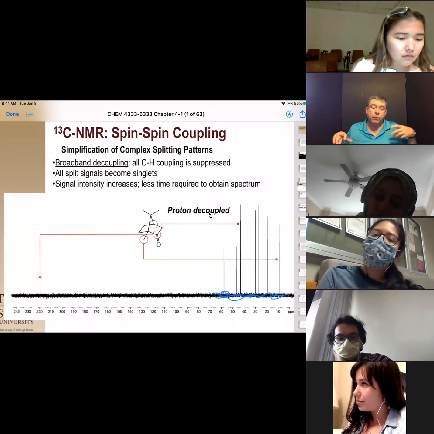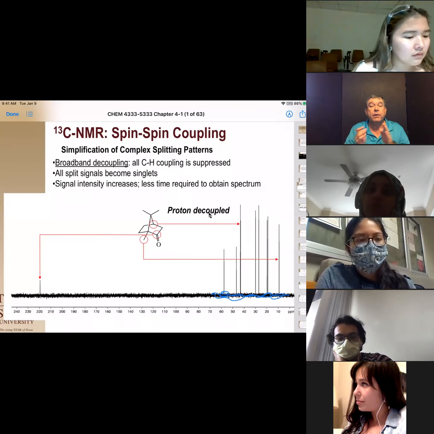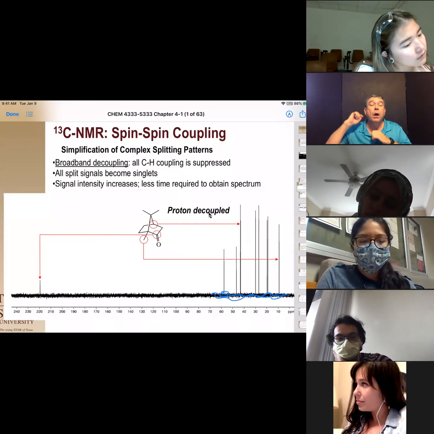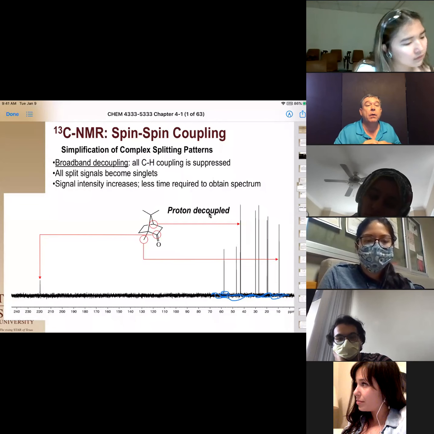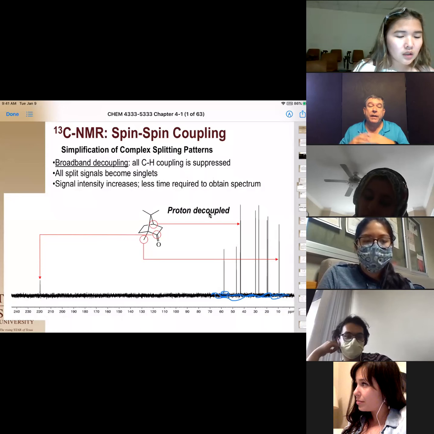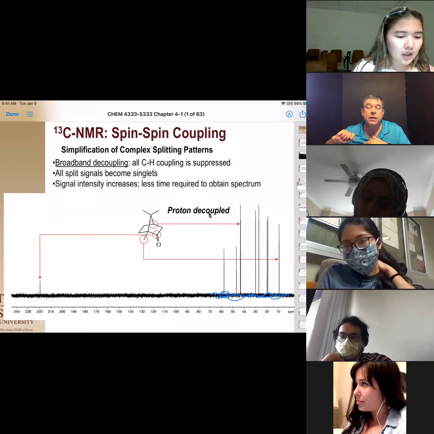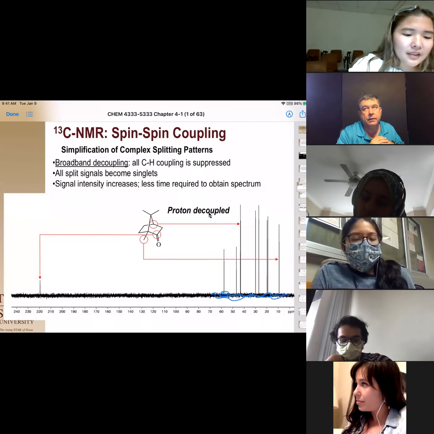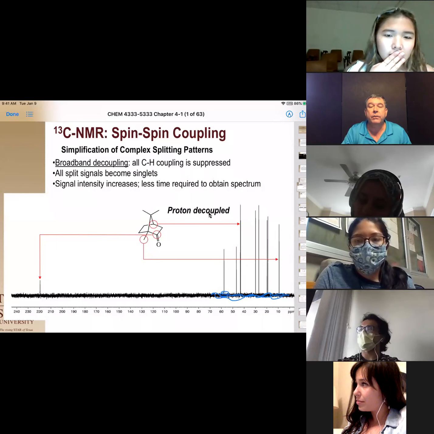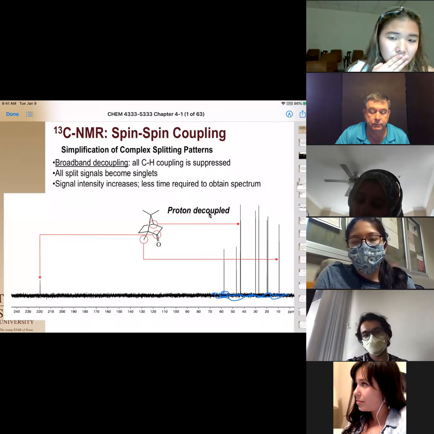Okay, so the other thing that this does is because we have decoupled that, we've taken away the splitting, our peaks are now larger and have a bigger signal noise ratio, we actually can use fewer acquisition times to get the same signal noise ratio than we could before. When we had it coupled, we'd have to take thousands and thousands of pulses and then try to mathematically remove all of the noise. However, when we're down to single peaks, it becomes easier and easier to acquire this spectrum.